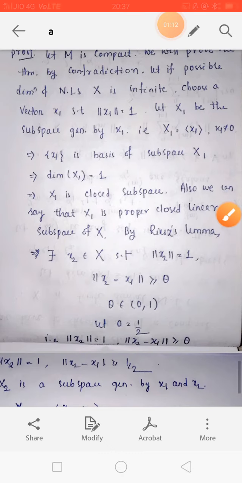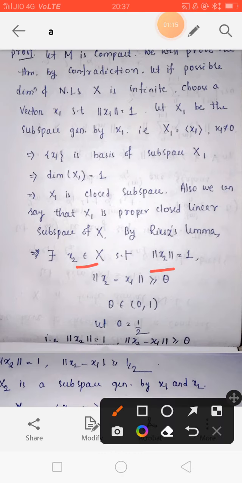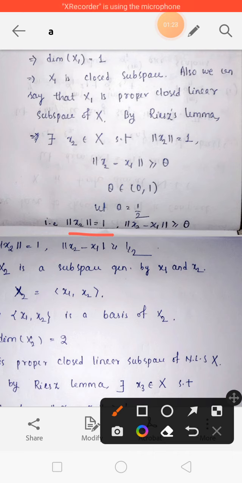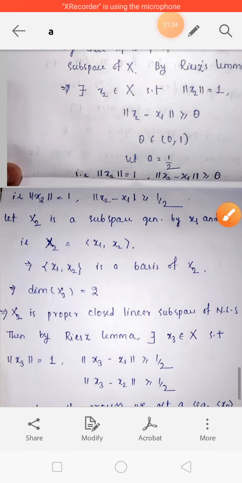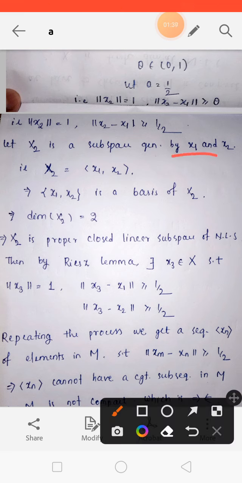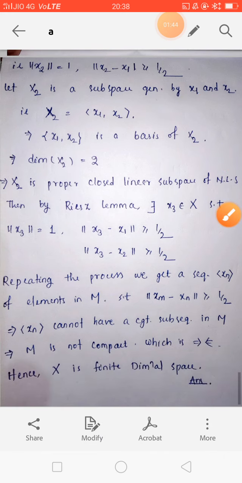And by Riesz lemma, there exists x2 belongs to X such that the norm of x2 equals 1 and the norm of x2 minus x1 is greater than or equal to theta, where theta belongs to (0, 1). Let theta equal 1 by 2. That is, the norm of x2 equals 1, and the norm of x2 minus x1 is greater than or equal to 1 by 2. And let X2 be the subspace generated by x1 and x2, that is X2 equals subspace generated by x1, x2.